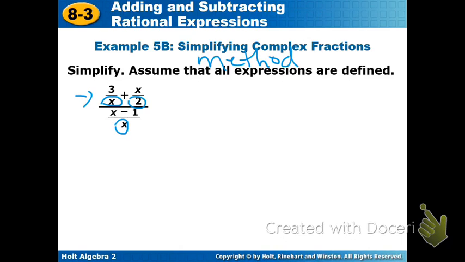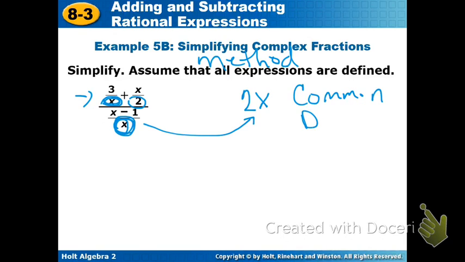So I know I need to represent the 2, and I know I need to represent the x. Now, I'm representing this x up in the numerator. Does that mean I also represent the x in the denominator? And the answer to that is yes. So we have for our common denominator a 2x.